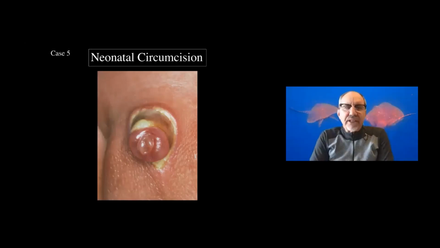All right, case number 5. This is the outcome of a neonatal circumcision. What is the diagnosis? And is this a pediatric urologic emergency? In other words, what happened here?